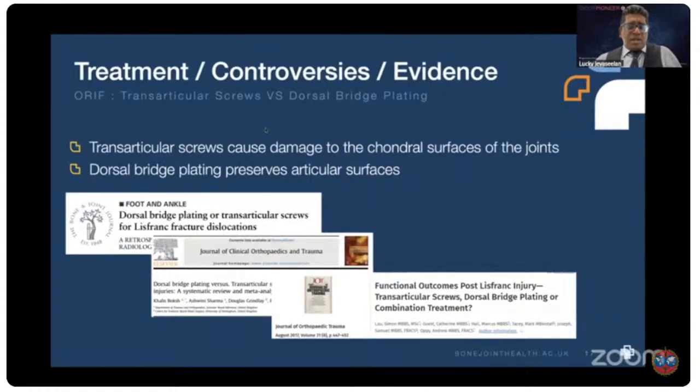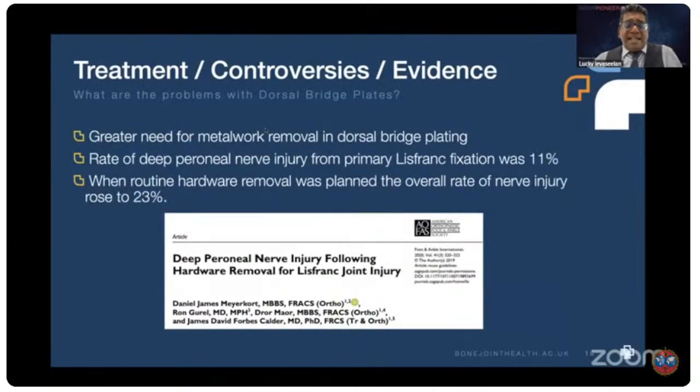And so I think there's good indication to move away from this for anyone doing transarticular screws. Having said that, putting plates in means that at some point you've got to take them out, and most of the literature would advocate removing them at some point between 3 and 6 months.